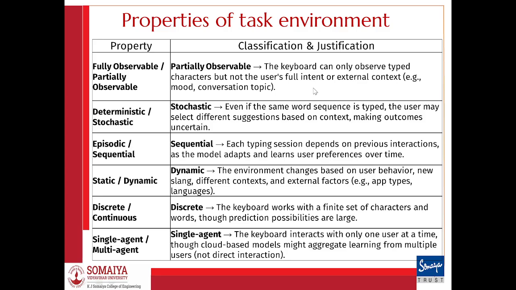Here are the properties of the task environment. The agent might be partially observable as it doesn't know the full sentence or the context in which the user might be typing. It would be stochastic as even if the same word sequence is typed, the auto-completed word might be totally different based on different contexts, and the outcomes might be uncertain. Each typing session would be sequential as the sentence would contain multiple words and the next word would depend on the previous word or the context.